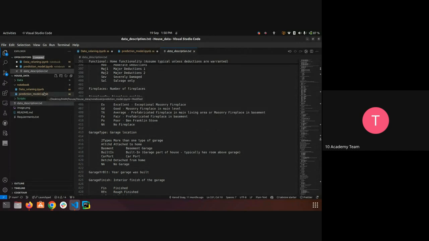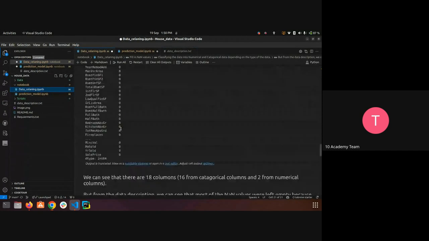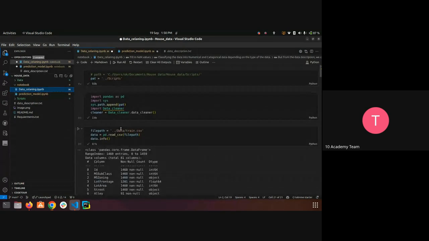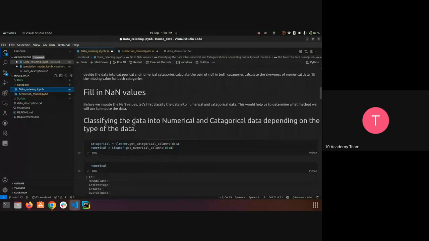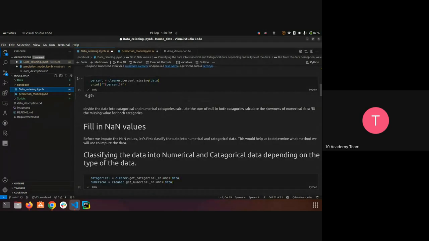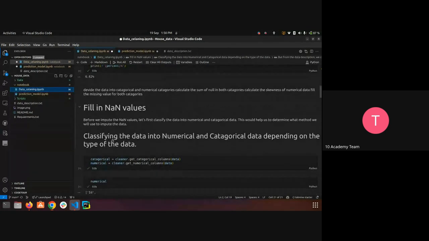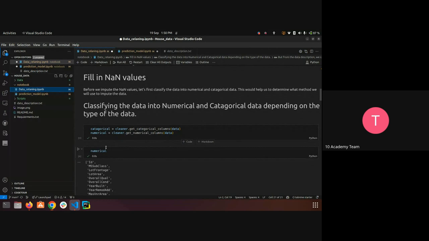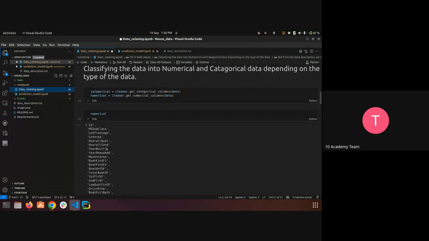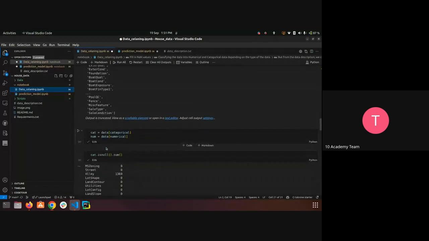The first thing that we need to do is preparing the data, which is pre-processing. So we look at the null values, which is 6.62%. Technically we can drop the null values because they're low. But for this case, let's play around. The first thing is to categorize numerical and categorical features. This helps us with our strategy.